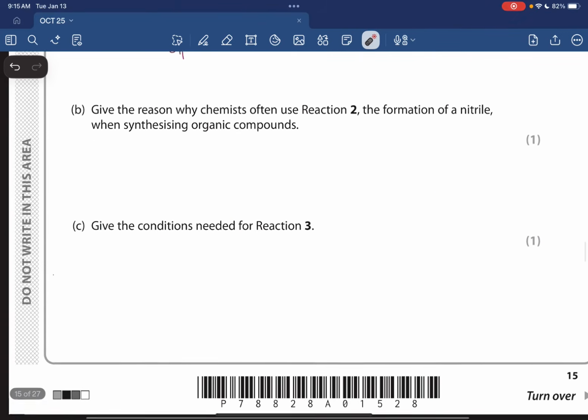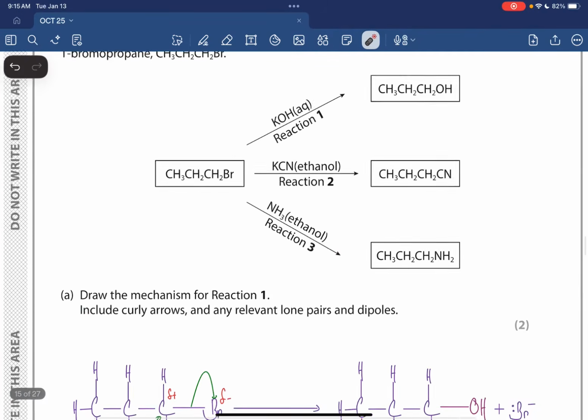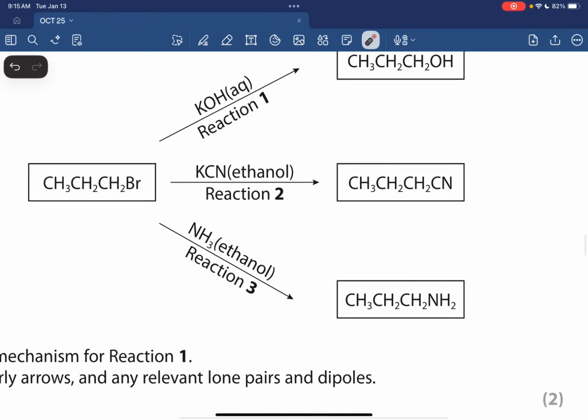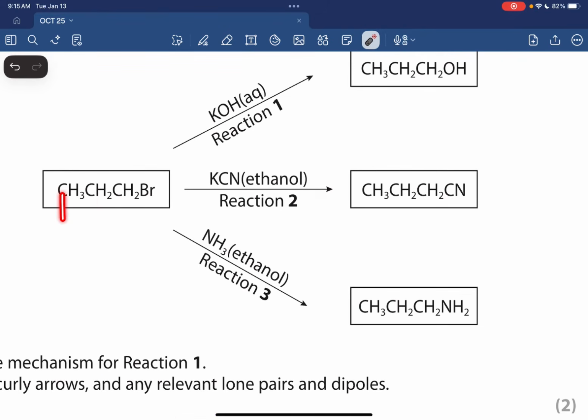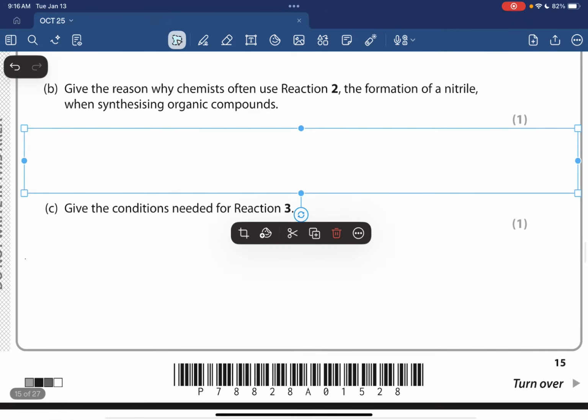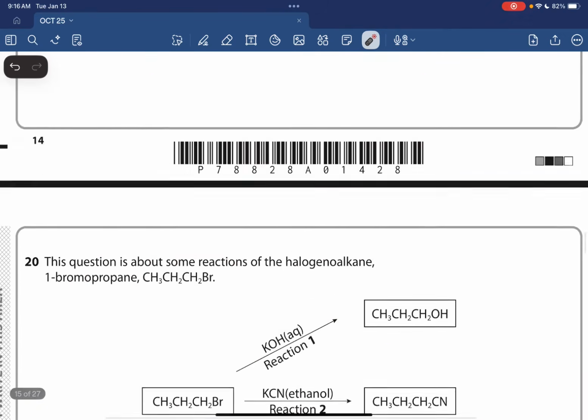Moving on. Give a reason why chemists often use reaction 2 in the formation of a nitrile when synthesizing organic compounds. This is because as this reaction takes place, over here we have how many carbons? 1, 2, 3. But over here we have 1, 2, 3, 4. So the carbon number increases, or the length of the carbon chain increases. Give the condition needed for reaction 3.